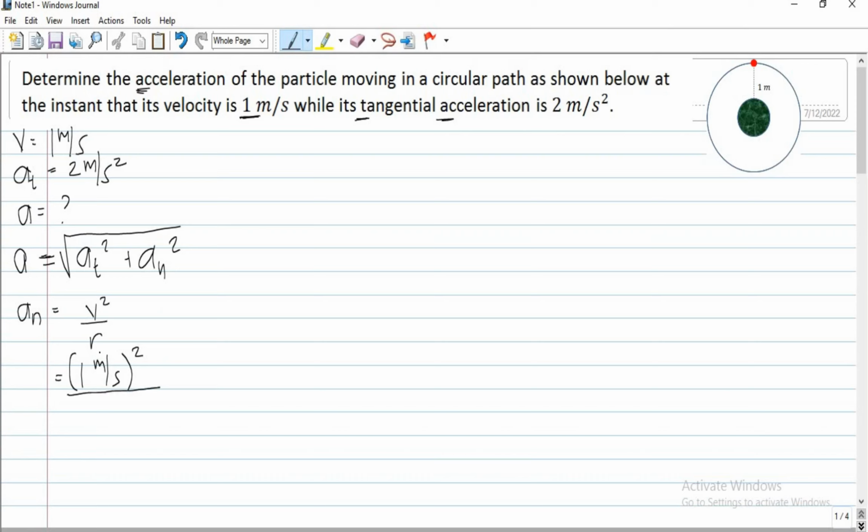Itong r na to, that is the radius of curvature. Now, if we try to look back dito sa may given, kung ito yung ating Earth, ito yung particle, it is moving along a circular path, and from here, kung ito yung center, yung radius from the particle hanggang dito sa may center of curvature, that is 1 meter. So, given yung ating r. So, directly substitute lang siya dito.